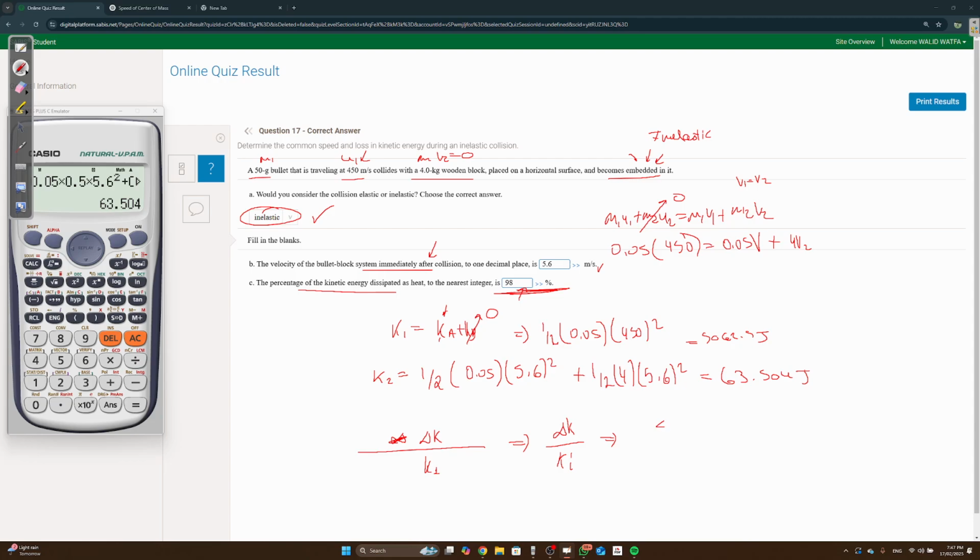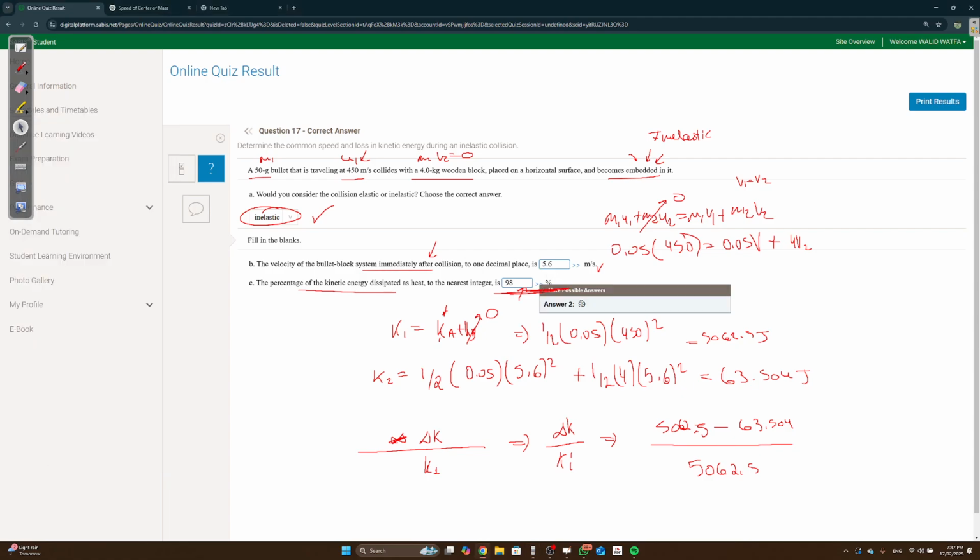So 5062.5 minus 63.504. You can do this minus this the other way around, but you're going to get a negative percentage. That doesn't matter. Over the initial one, which is 5062.5. Let's do it on the calculator: 5062.5 minus 63.504 over 5062.5, obviously times 100. You get 98. This should be 99%. Yeah, 99%.